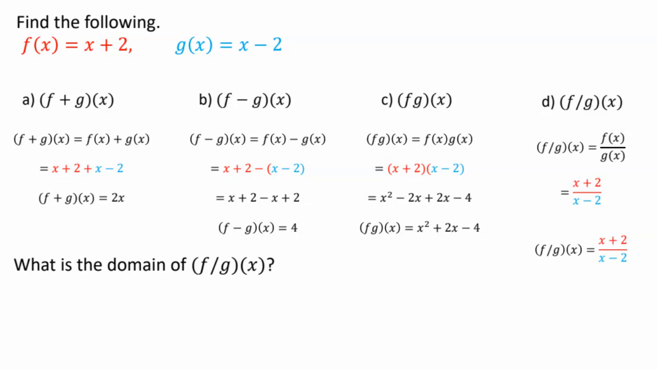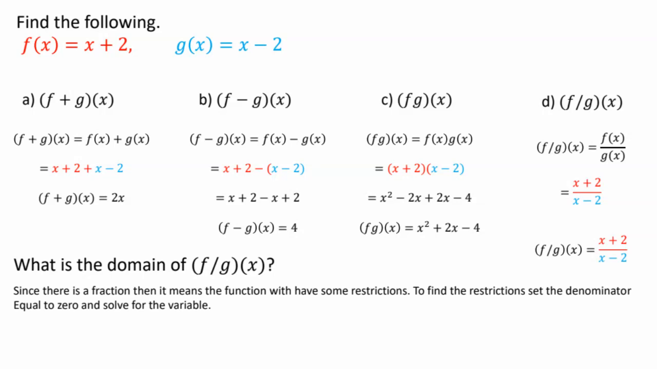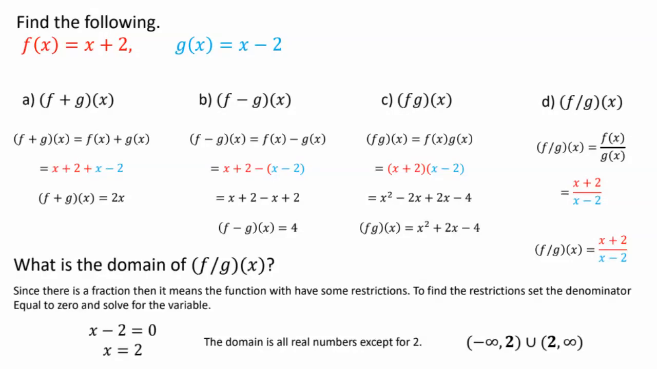Now, what's the domain of the f divided by g function? If you can recall, I believe from 2 weeks ago on the Friday Math Happy Hour, we went over the domain. So here, this is a rational expression on the right side, so the denominator cannot equal 0. So we set the denominator equal to 0 and solve for x. So it'll be x minus 2 equals 0, so x equals 2. So the domain can be all the real numbers except 2.